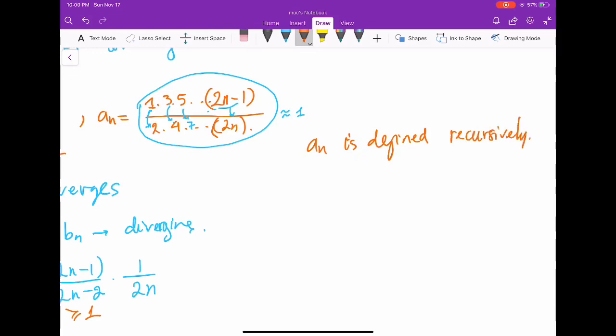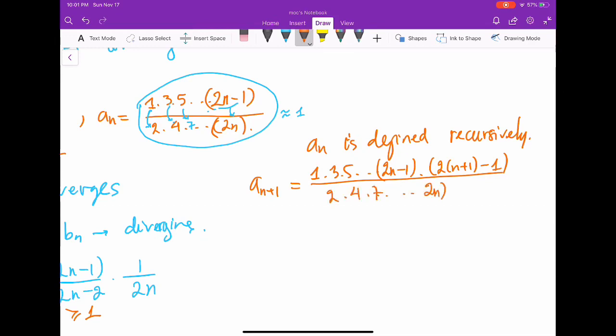Why? Because when you write a_{n+1}, you can also express a_{n+1} in another way, so that is a problem. That can make us confused. So I write here 1 times 3 times 5 and so on, up to 2n minus 1. And then since I have n plus 1 in here, I have (2(n+1) minus 1) over 2 times 4 times 7 times so on times 2n, and then times 2n plus 1.